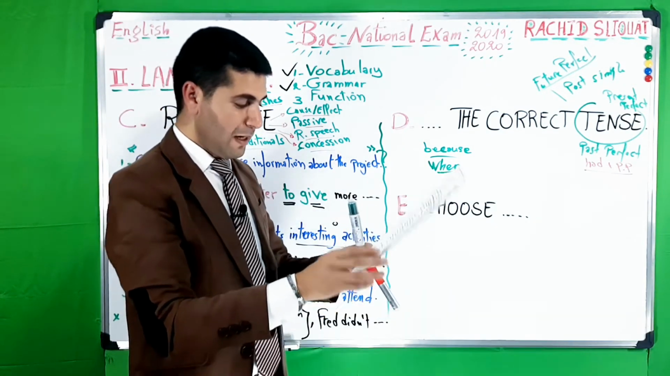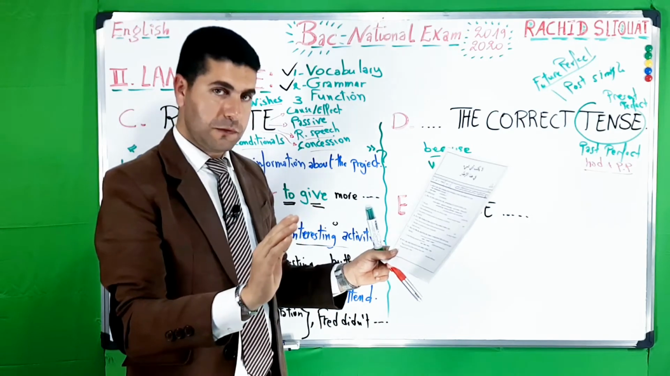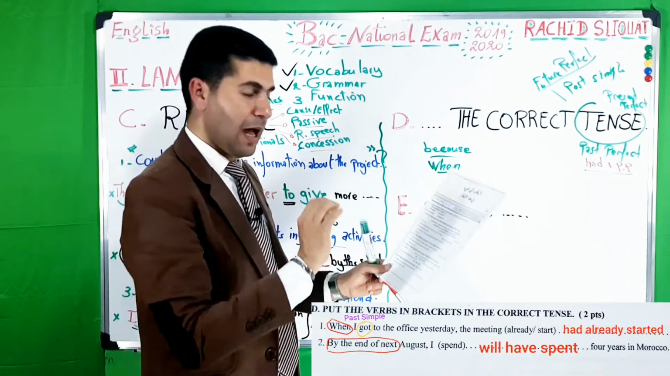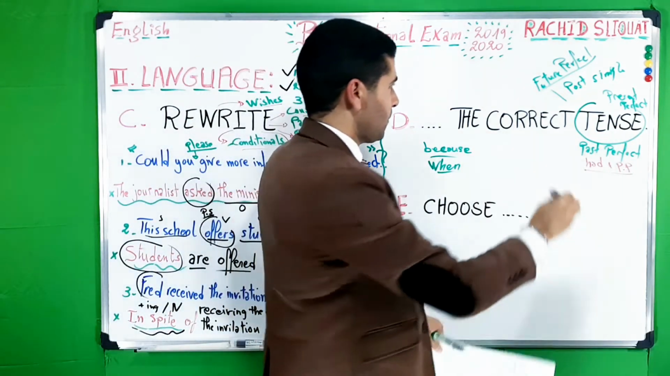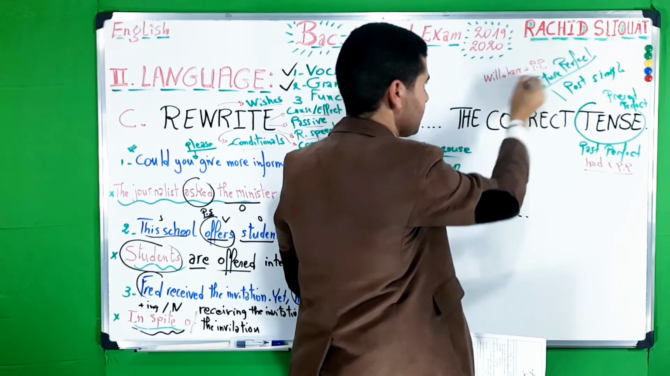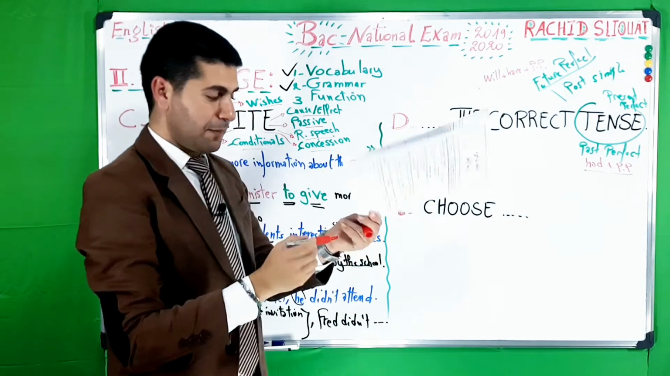So we can say by the end of next August, what? I will have spent. So future perfect is will plus have plus past participle. So I will have spent. Why?